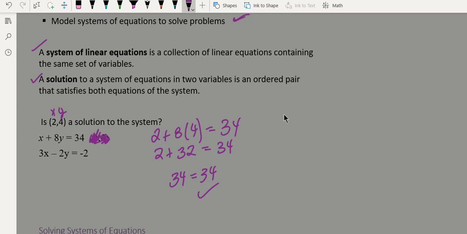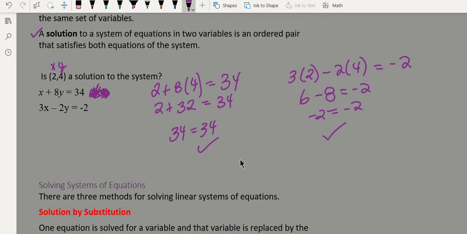And then let's plug in for the next equation. So 3 times our ordered pair, 2 for x, minus 2 times 4 for y, equals negative 2. So 3 times 2 is 6. Negative 2 times 4 is negative 8. And 6 minus 8 gives me negative 2. So negative 2 equals negative 2. So this is a solution. So it had to work in both of the equations. If it doesn't, then it is not a solution.